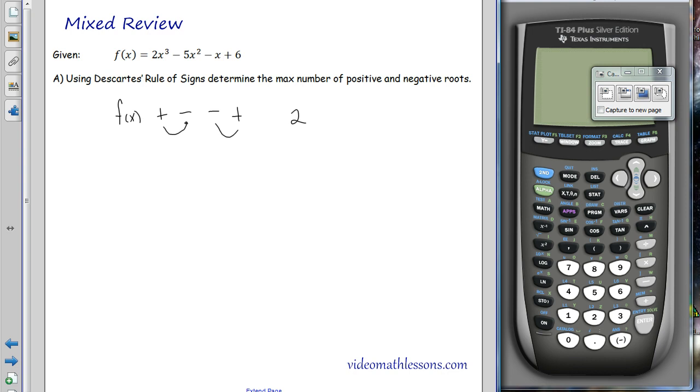Now that would be two positive roots, but they could be imaginary, so we subtract off doubles. We take off 2, so it'll be 2 or 0 positives. And then we're going to try f of negative x for the negative roots. When I plug in a negative in the cube, that gives me negative. Negative squared is positive, times the negative, stays negative. Negative times negative is positive. The 6 is always positive, the constant. Count the sign changes. I have one change. I know for a fact there is one negative root.